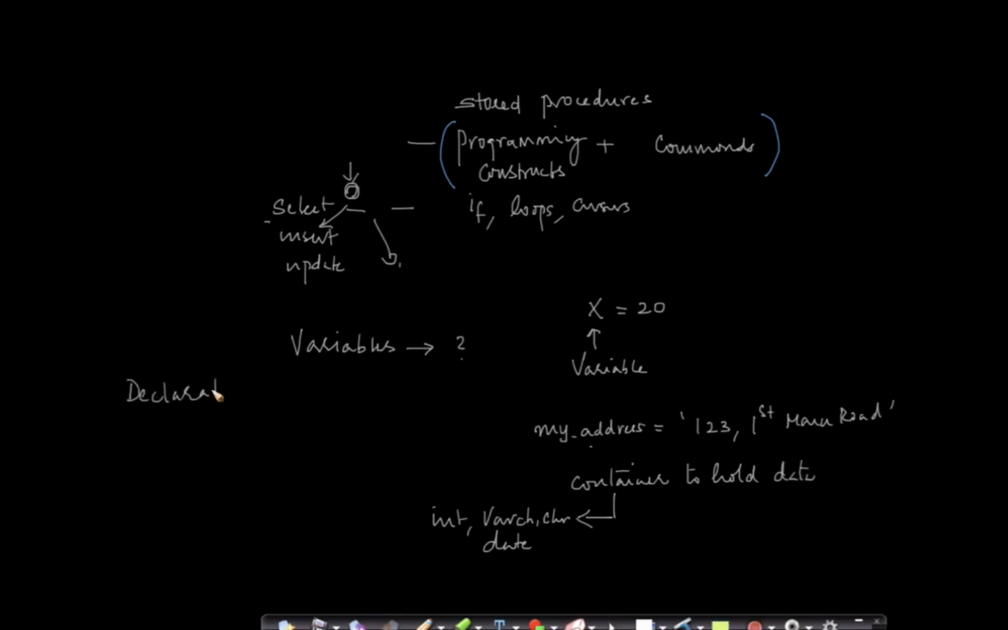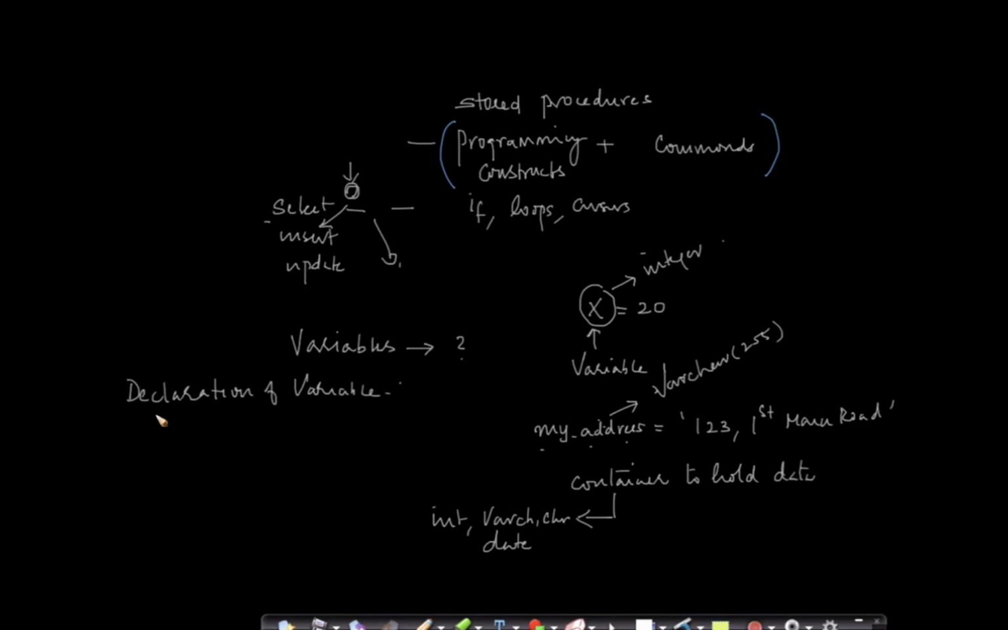So declaration of variables is basically done to tell MySQL, see, I'm creating a container called X, but inside this, I will only put integer values. Or here I will say, see, I'm creating a container called my address. Inside that, I will put only varchar values, right? So first I have to do this declaration, and then only I can put values into it, right?